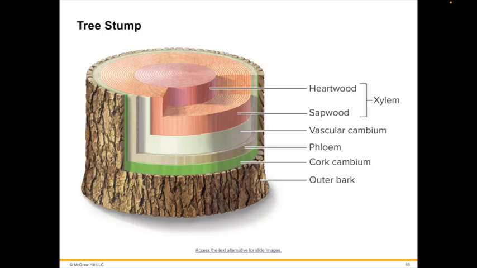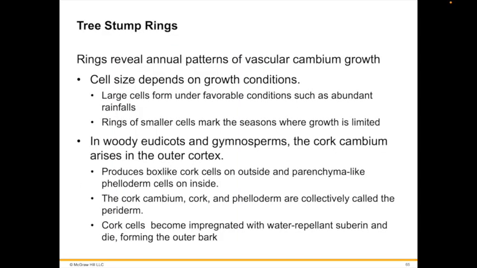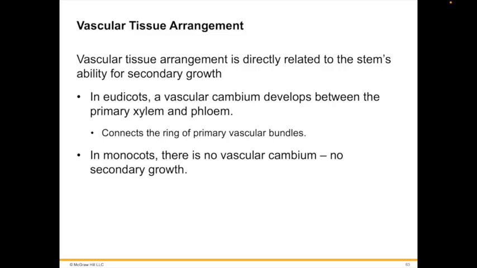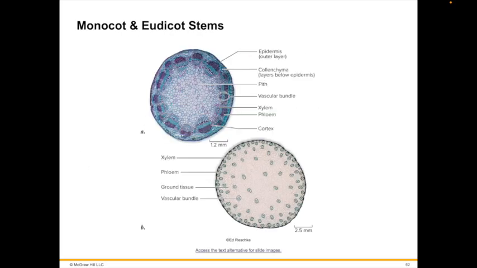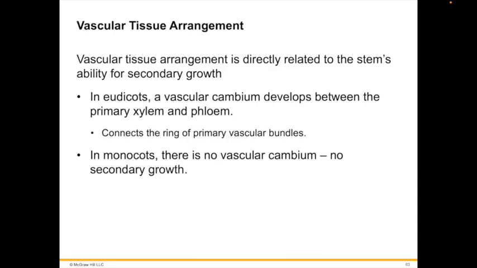In woody eudicots and gymnosperms, a second cambium, the cork cambium, arises in the outer cortex, occasionally in the epidermis or phloem. It produces box-like cork cells to the outside and also may produce parenchyma-like phelloderm cells to the inside. This is something to know very well for your lab tests. Let's continue on.